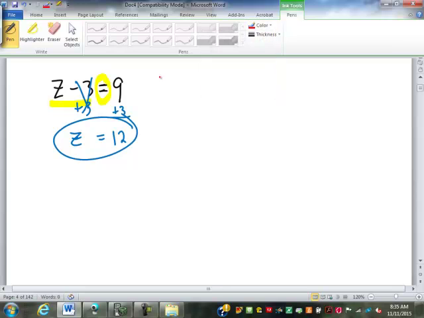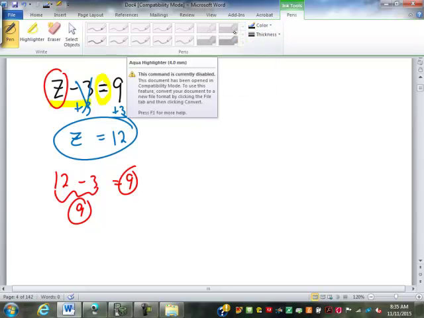And again, if we want to double check that, we can put 12 in here for z and double check. 12 minus 3 is 9, so we do get the same value on each side. Now, of course, they don't stay that simple. We run into ones like this.